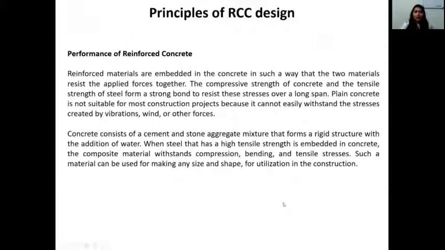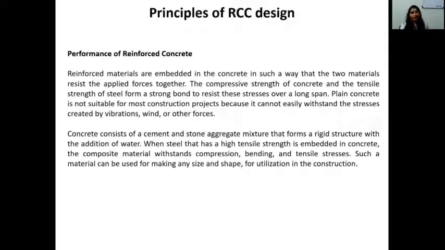Okay. Now let us see the performance of reinforced concrete. Reinforcement materials are embedded in the concrete in such a way that the two materials resist applied force together. As we discussed earlier, compression and tension are taken by steel and concrete. Okay. The compressive strength of concrete and tensile strength of steel form a very strong bond to resist all the stresses over a long span.